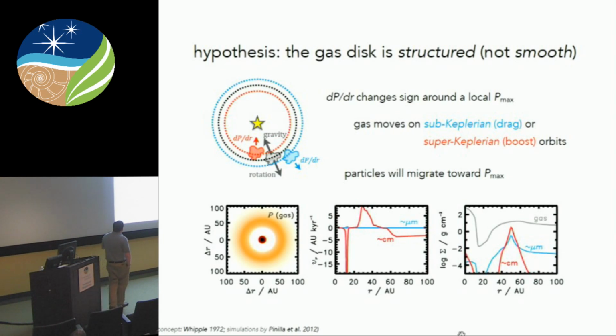And so the hypothesis is if the gas disk is structured and not smooth, and I'll explain that, you're not actually slowing drift rates globally, you're slowing drift rates globally by manipulating them locally, right? And so the idea here is that you have a local pressure maximum somewhere in the disk. It doesn't even have to be radial, but somewhere in the disk, instead of a global pressure maximum at the inner edge of the disk.